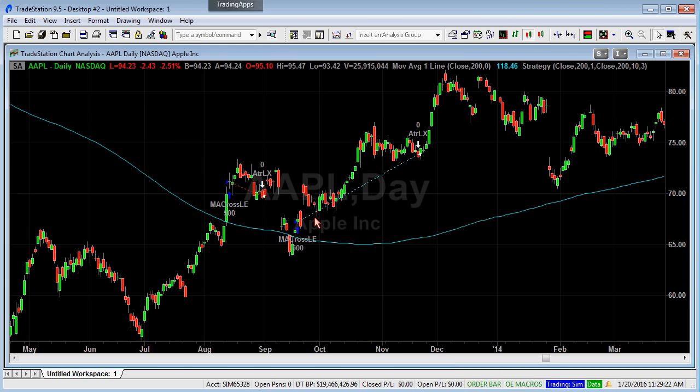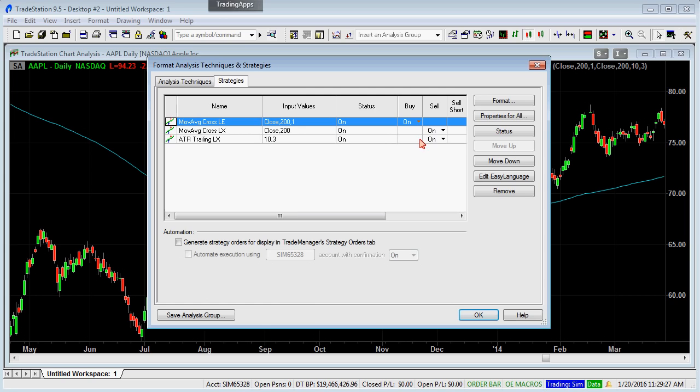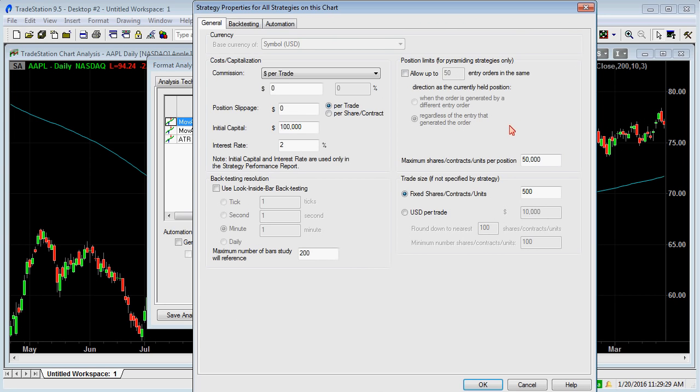If you come over here to the properties of the strategy, and we go to properties for all, there's a setting here called initial capital, which is set to $100,000. If you have $100,000 in your account, it would be appropriate to keep $100,000 here. If you have what we require as the minimum funding, which is $5,000, you can say my initial capital was $5,000, which is initial funding for my equities account.